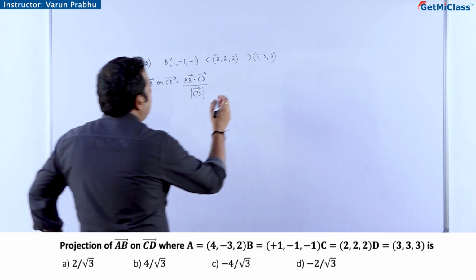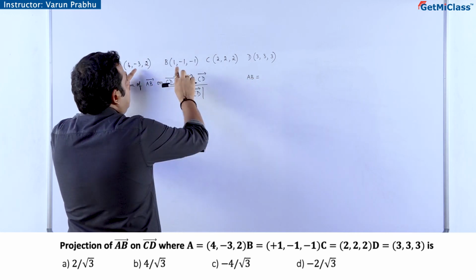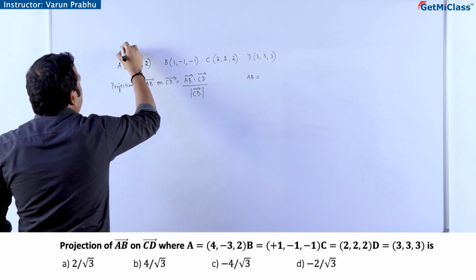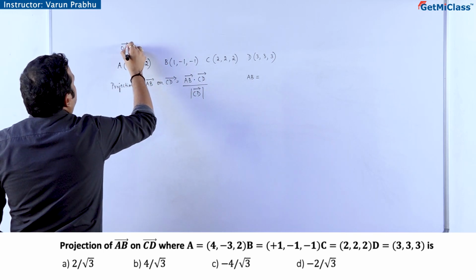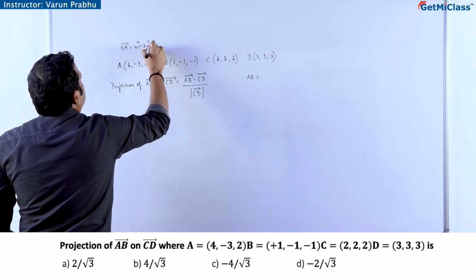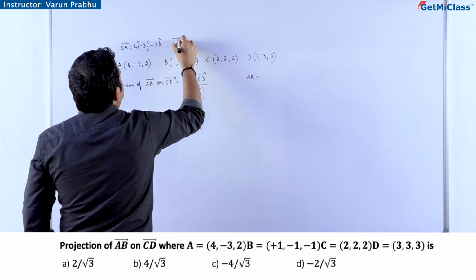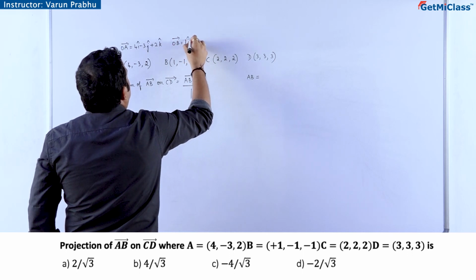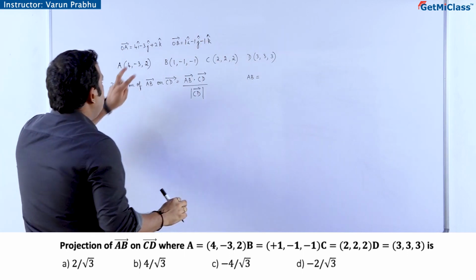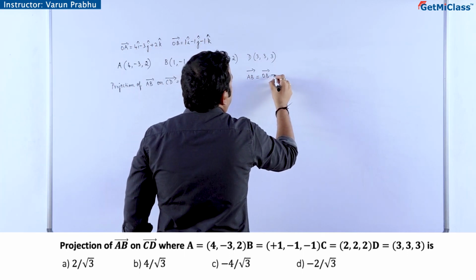Now if you want to calculate the value of AB, see, these are basically the points. You can calculate the position vector of the point. How to calculate the position vector of the point? Vector OA can be written as 4i cap minus 3j cap plus 2k cap, right? Similarly, vector OB can be written as 1i cap minus 1j cap minus 1k cap. So now vector AB is nothing but vector OB minus vector OA.